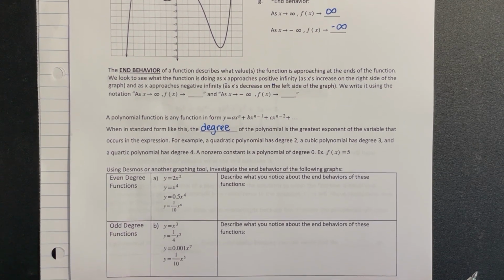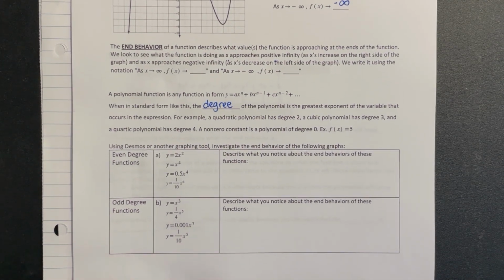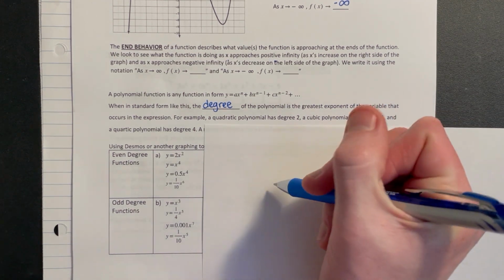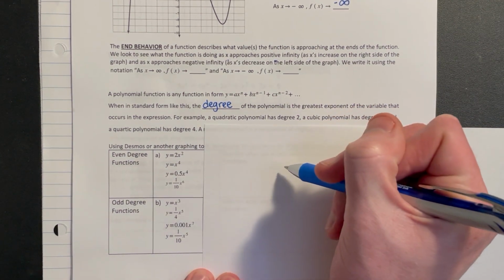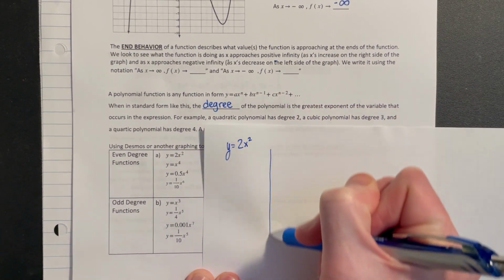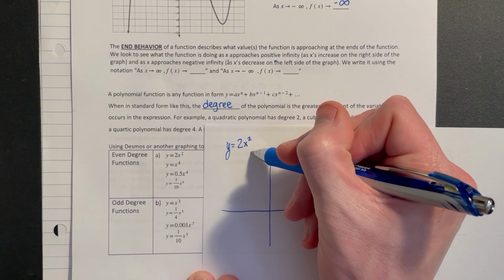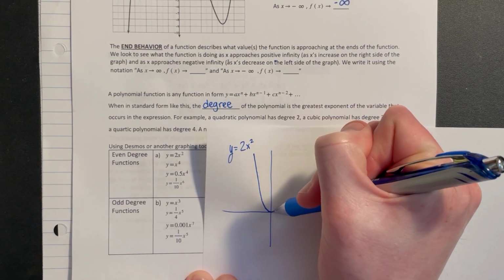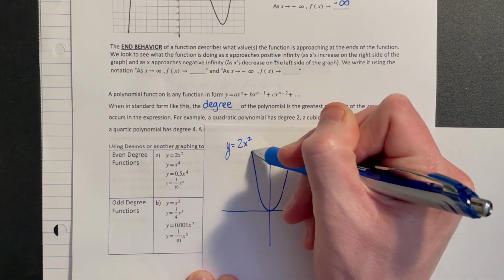Now this section we're supposed to use Desmos for, but you can just graph these on a calculator or Desmos, any kind of tool, and look to see what's happening with these functions. I'm just going to sketch these out for us, but we have y equals 2x squared, which is just a parabola that's been stretched by a factor of 2, so it's like a little skinny parabola.